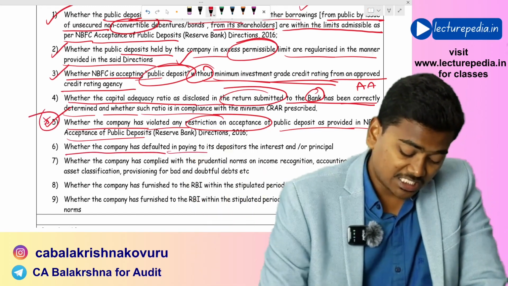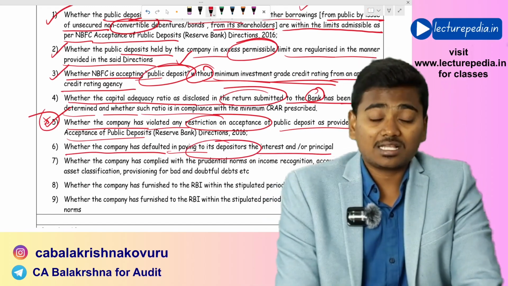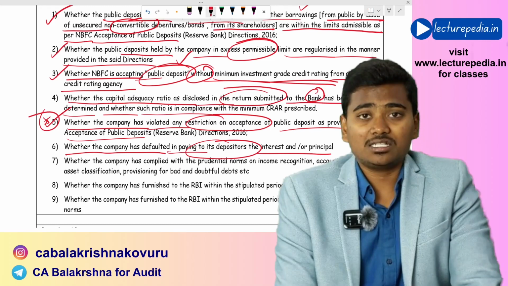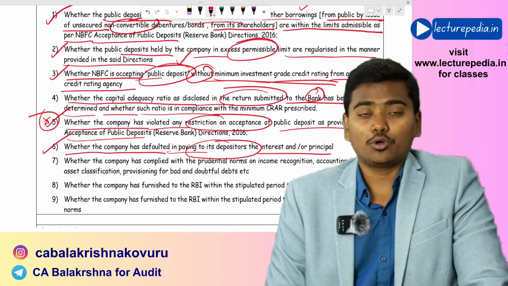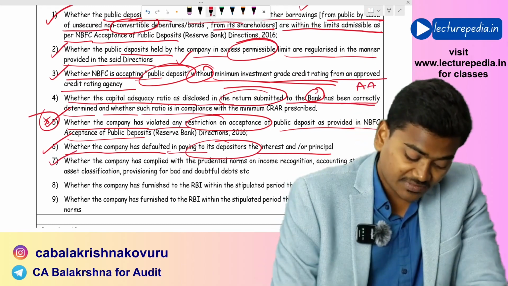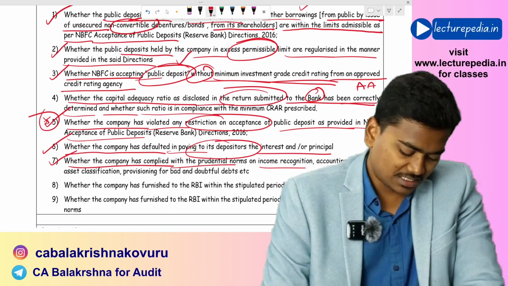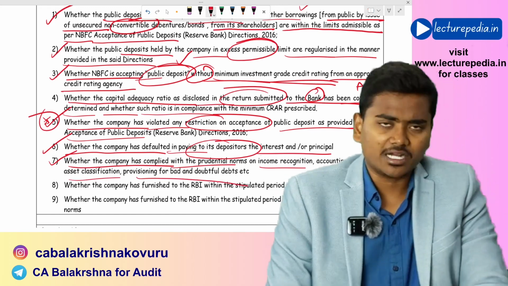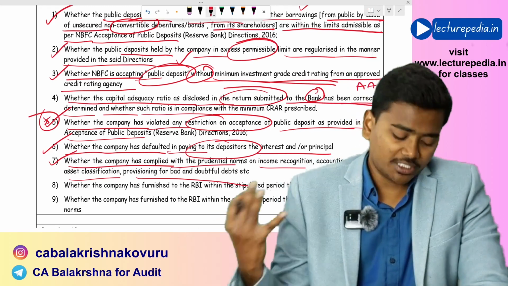Whether the company has defaulted in paying its depositors the interest or principal, whether the NBFC has defaulted in paying any interest or deposits, even this has to be reported by the auditor. Whether the company has complied with the prudential norms on income recognition, accounting standards, asset classification, provision for bad and doubtful debts. The auditor needs to report compliance with prudential norms.